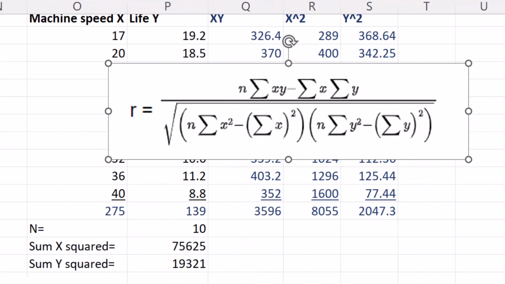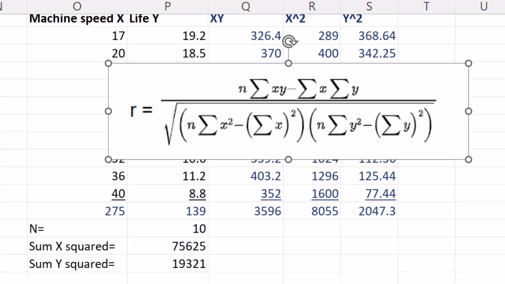Now, in the denominator, we need n again. We found n over here. We need the sum of x squared, which is over here. And the trickiest part of the formula, and this is often one of the distractors in a multiple choice question, when they put the sum of x in the brackets, that means we need to take this one, sum of x over here squared. So that, the sum of x squared, is different than this one here.